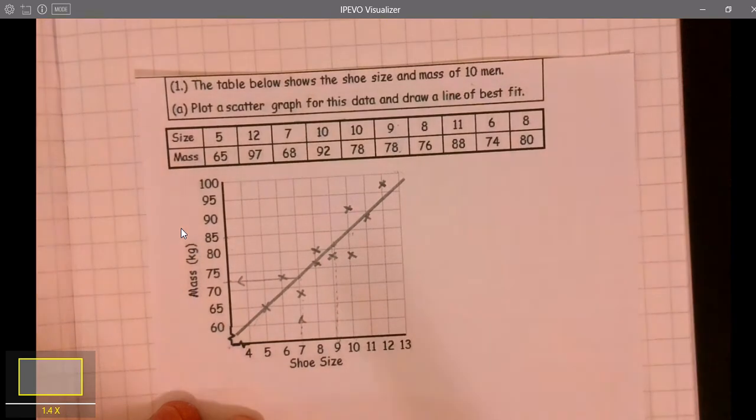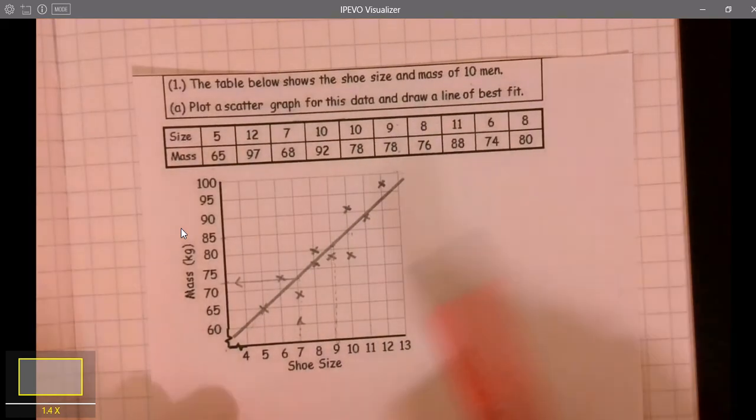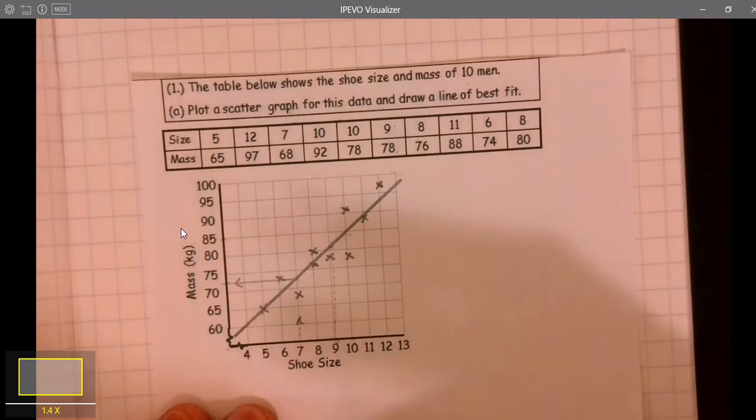Now, limitations. Well, one, we can't do this if there's no correlation. The points have to be going along following a trend. If the points are all over the place, this doesn't make sense.